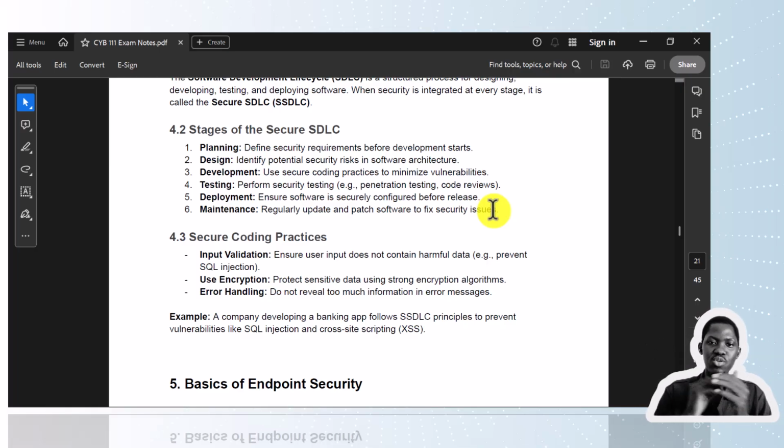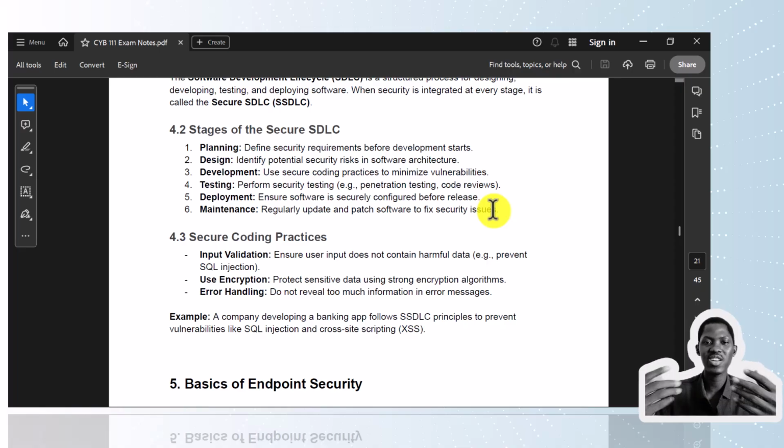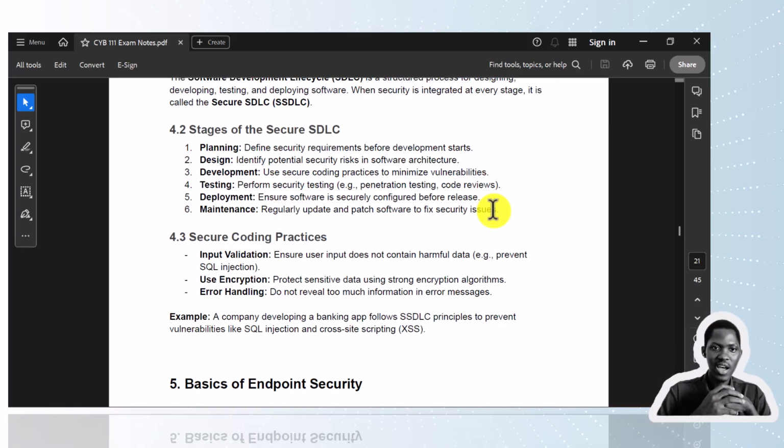So ensure input does not contain harmful data. Whatever the user is giving you to feed the system or the software, you make sure you validate it and check that it does not contain harmful data, e.g., it prevents SQL injection or cross-site scripting attacks.